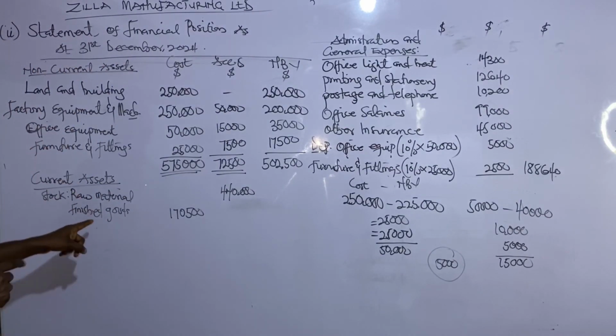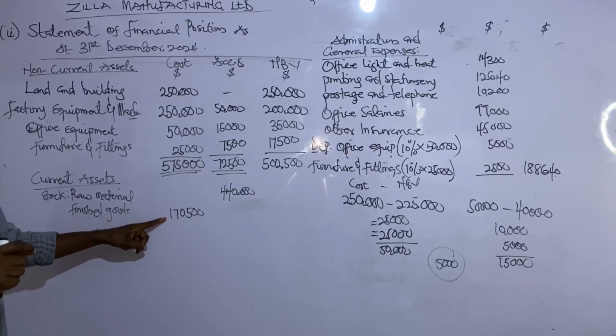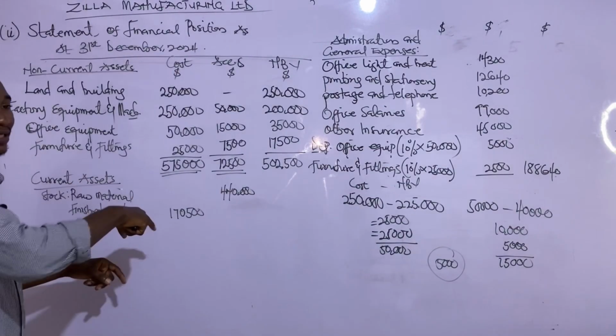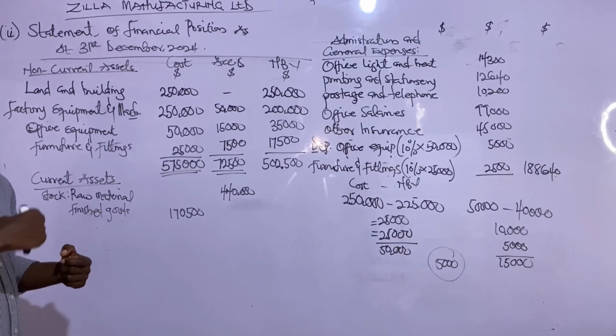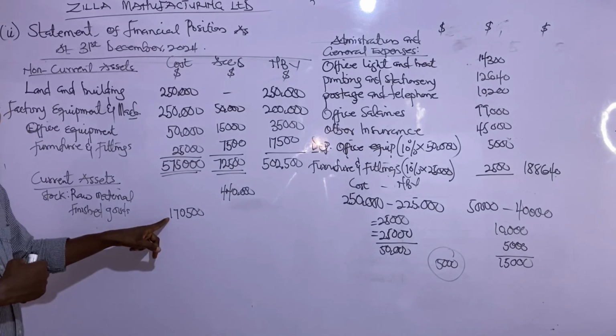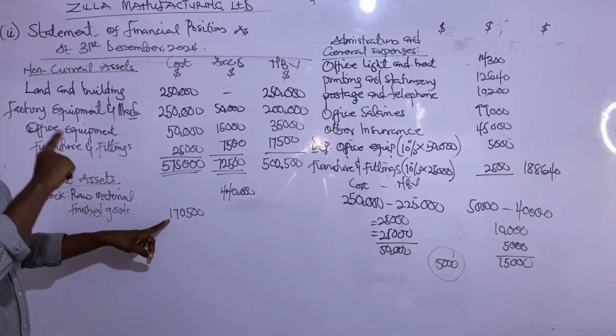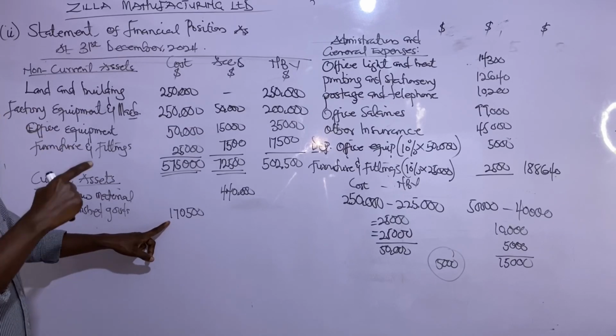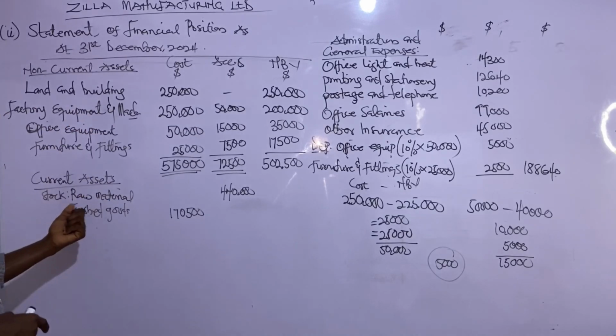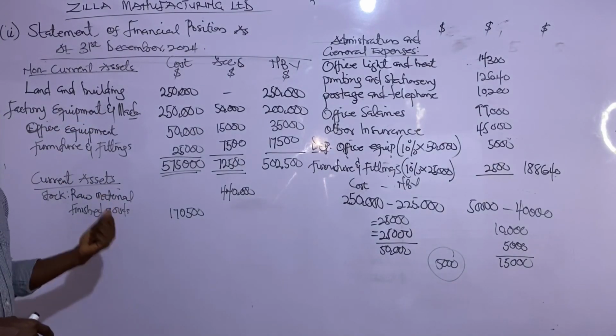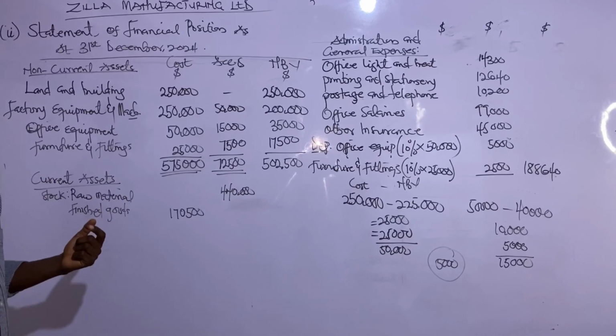But remember, on this closing inventory, there is a profit margin that is not yet realized. It means that this is not cost, this is at market value, or this is at selling price. And IAS 2 prescribes the treatment of inventory or stock, that we should value it at cost or the lower of cost or net realizable value.